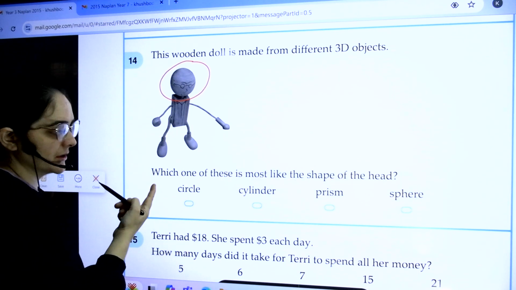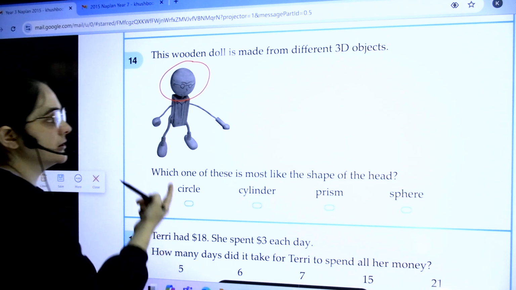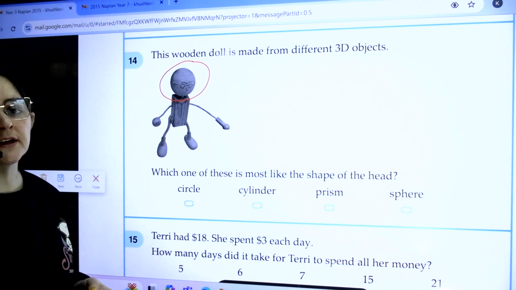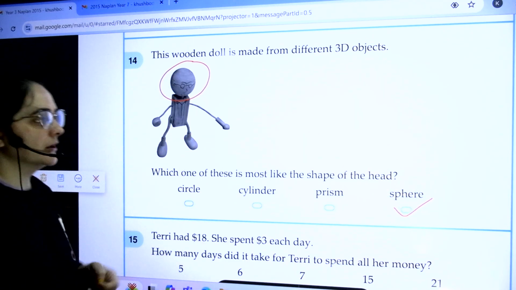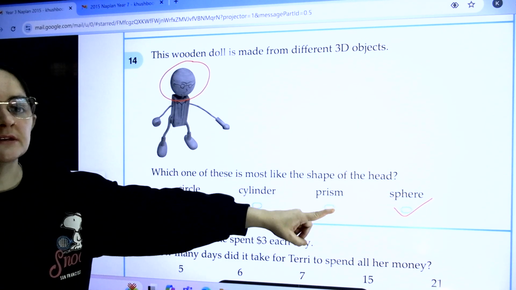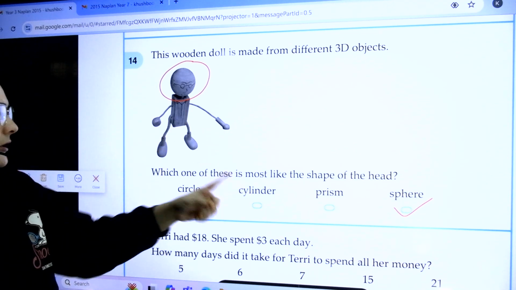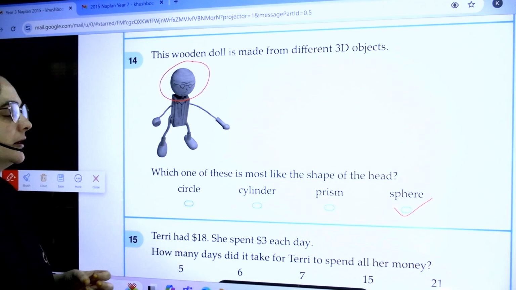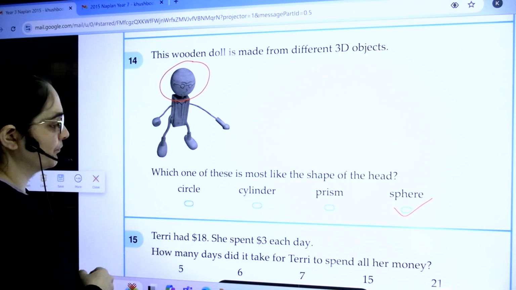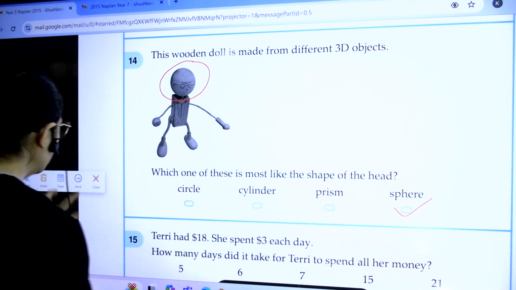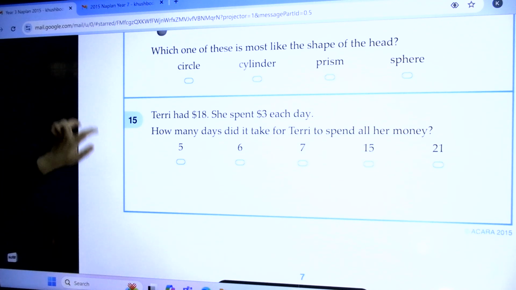It's ball shape. Okay, so it's not a circle. Ball is not flat that you will say it's a circle. It's a spherical shape. Okay, the head is sphere. Do not mistake it. It's not flat. Solid ball is a sphere. Okay, it's a 3D shape. Okay, all right.